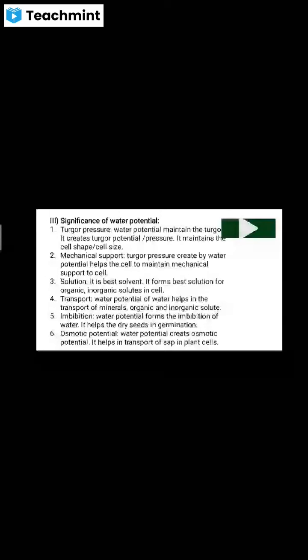Then the next significance is that water potential creates the osmotic potential.